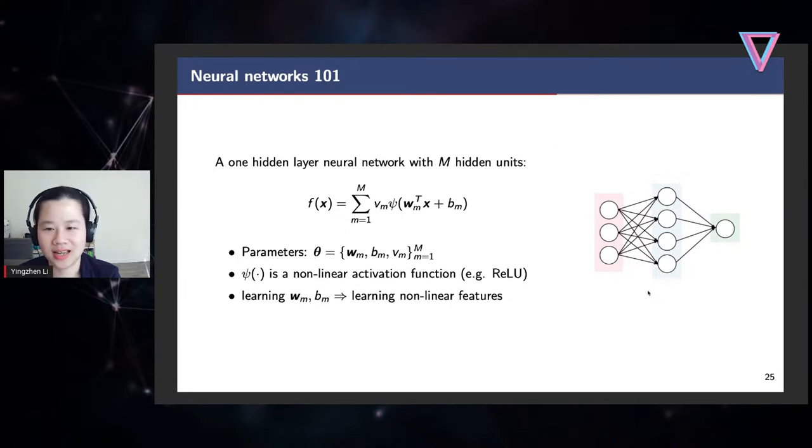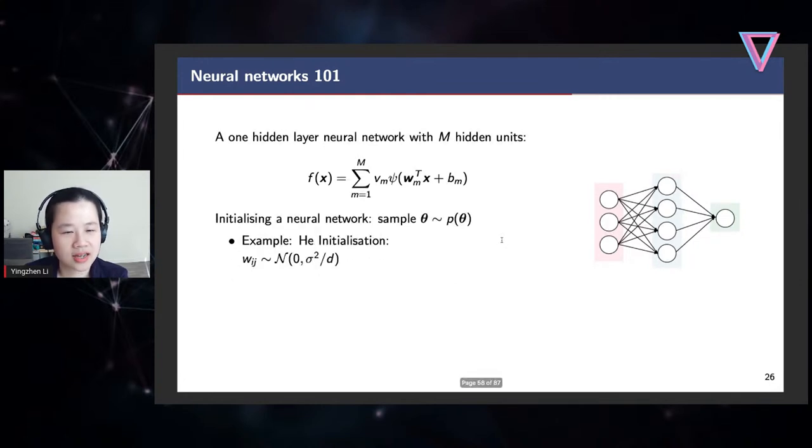You have some hidden units and it's connected with the input and also connected with the output. Here you will have the parameters as the first layer weights and biases, and the second layer weights. You can also have the bias term there, but just for the sake of simplicity, I ignore that. So psi here is a nonlinear activation function. For example, people might want to use sigmoid or ReLU. If we learn the first layer weights and bias parameters here, then we are essentially learning the nonlinear features, and each of the nonlinear features is represented by one unit.